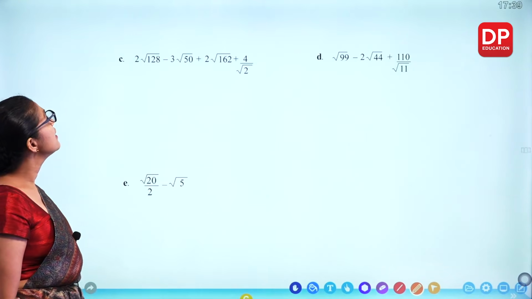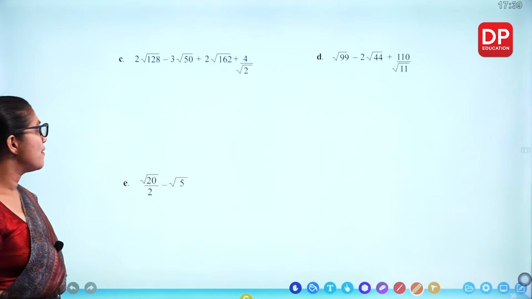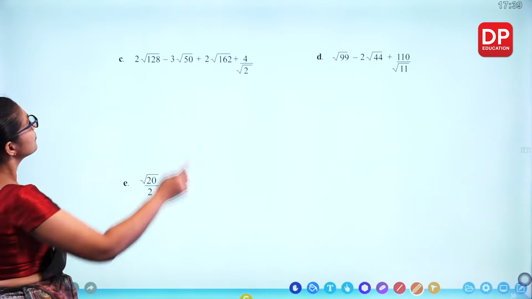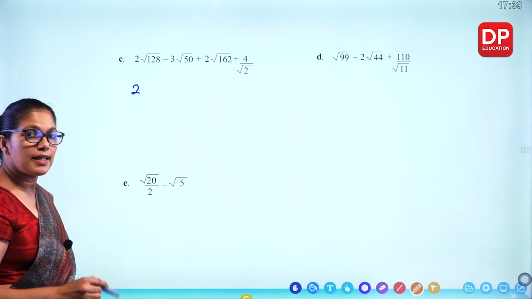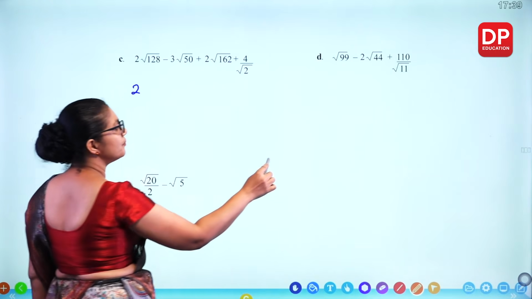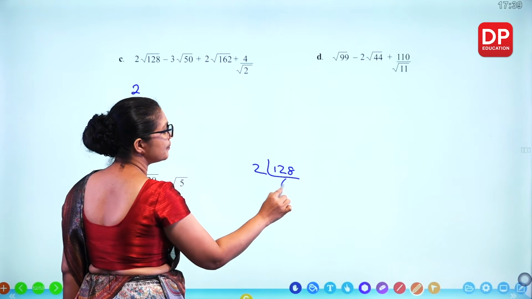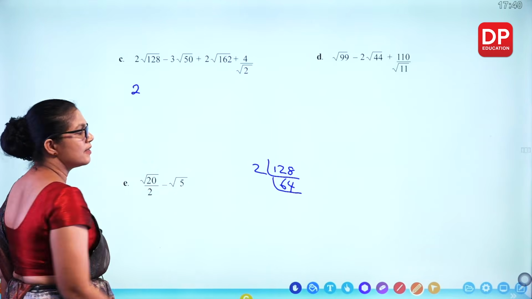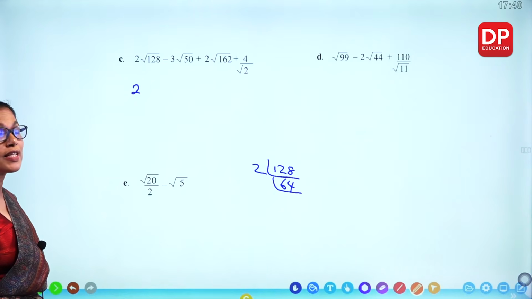Now we'll look at part C. Here also you are asked to simplify. So we'll do separately. 128, can we write as a square number? See, we'll divide and see. Here we know 64 is a square number. So 64 times 2.